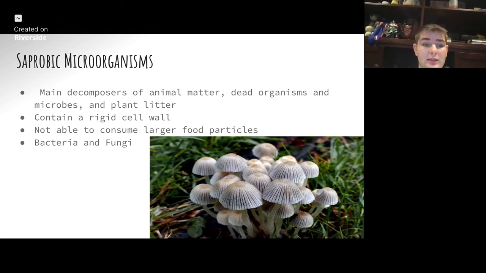We can take a look at the, I might butcher this one, saprobic microorganisms. It's mainly decomposers of animal matter, dead organisms, microbes, plant litter, all that good stuff. They contain a rigid cell wall, and they're not able to consume larger food particles, and usually they're bacteria or fungi.